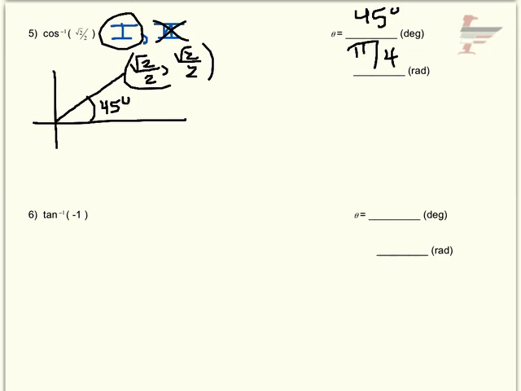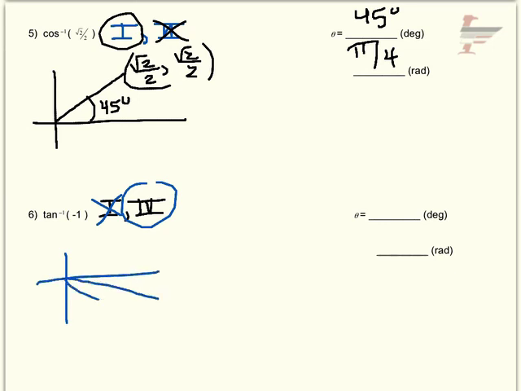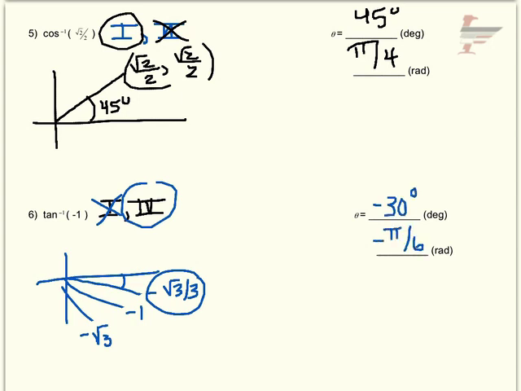Number 6 says inverse tangent of negative 1. So inverse tangent can be quadrants 1 or 4, but it is negative, so it's going to be in quadrant 4. And I know my tangent values down here are just reflected of the first quadrant, so my tangent values are going to be negative root 3 over 3, negative 1, and negative root 3. So here's what I want, and to get there, that'd be negative 30 degrees, or negative pi over 6. And again, remind yourself you can't go this way, right?